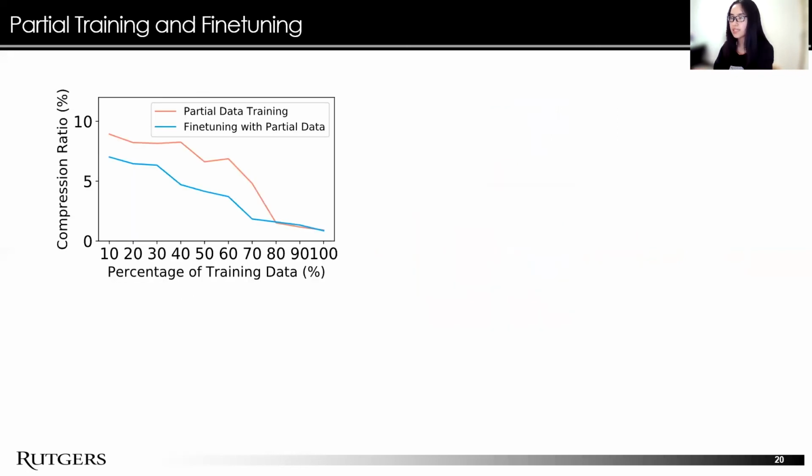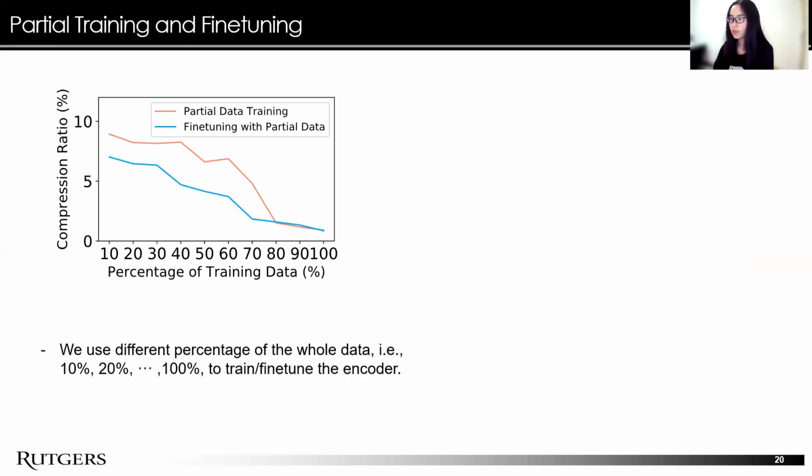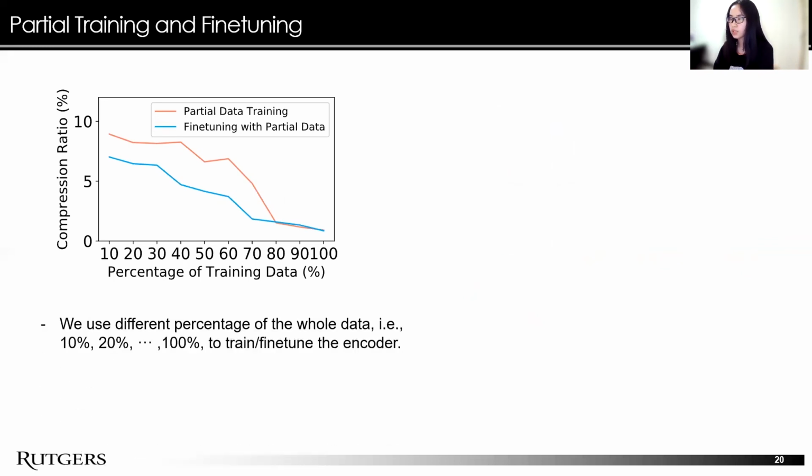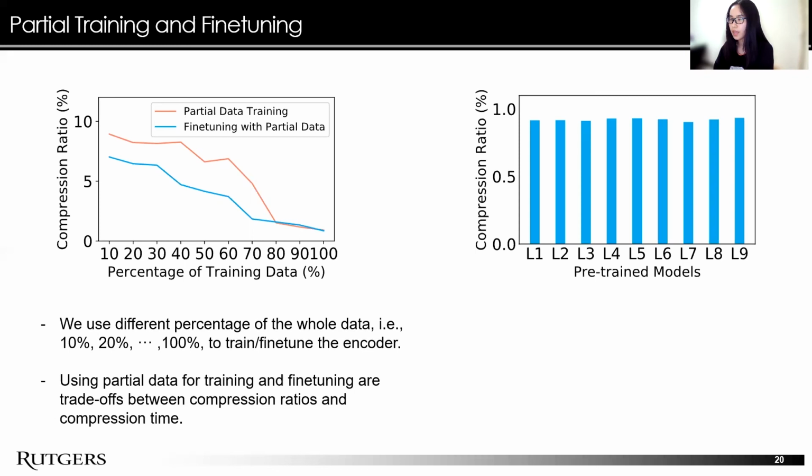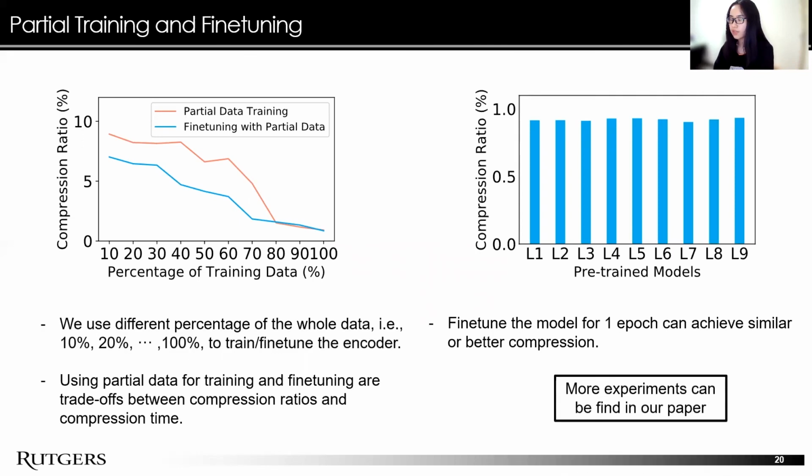To help further understand how different configurations can affect the effectiveness and the efficiency of ELISE, we designed two options. We use different percentages of the whole dataset to train and fine-tune the model. As shown in the figure, using partial data for training and fine-tuning are trade-offs between compression ratios and compression time. We also use the whole dataset to fine-tune the model on different datasets. The results show that fine-tuning the model for one epoch can achieve similar or better compression results than training on the original data for several epochs. More results can be found in our paper.